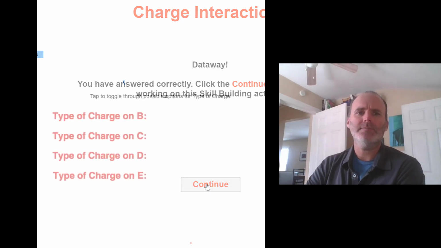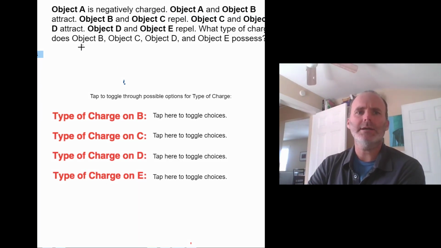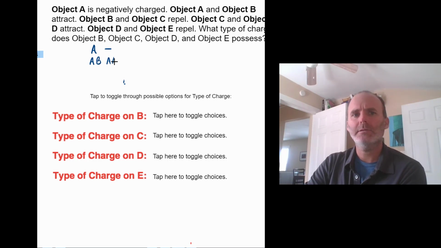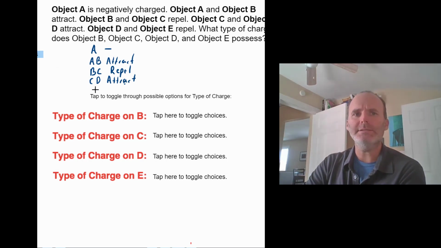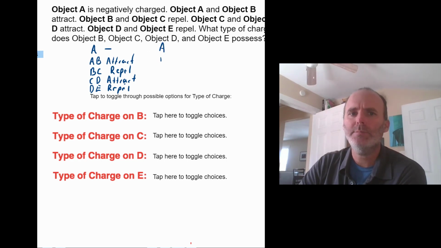All right, so here we go. We got A is negative. A and B attract. B and C repel. C and D attract. And D and E repel. Okay, so A, B, C, D, E.